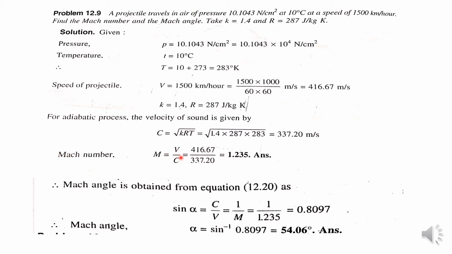Similarly, we will calculate the Mach angle. The Mach angle is given by the formula sine alpha equals C divided by V, which is nothing but 1 divided by M. So 1 divided by 1.235 gives sine alpha as 0.8097. Therefore alpha equals sine inverse of this answer, so the Mach angle alpha is 54.06 degrees. Let's go for the next problem.